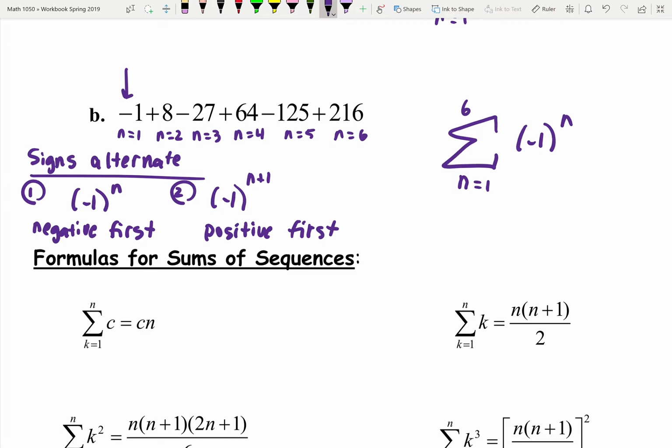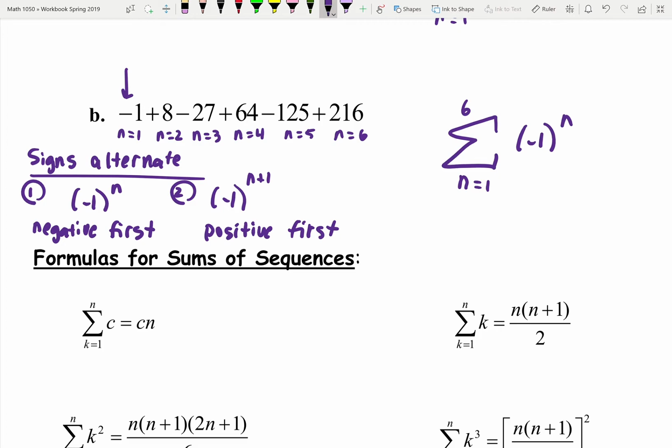So now my signs are going to alternate. So my signs are totally good. Now I just have to deal with the numbers. So look, if n is 1, I get a 1. If n is 2, I get an 8. If n is 3, I get a 27. 4 is a 64. 5 is a 125. 6 is a 216.